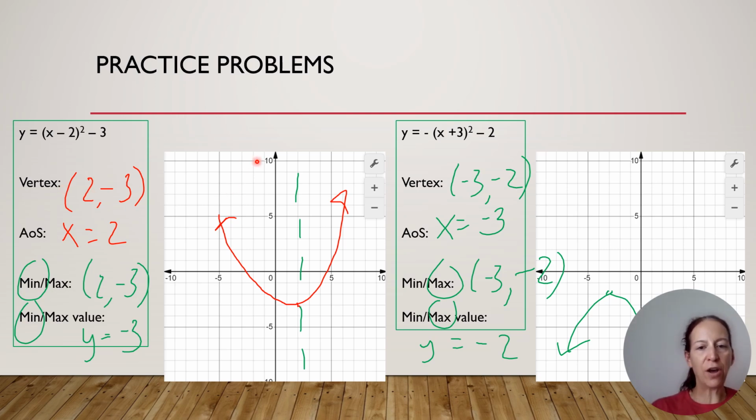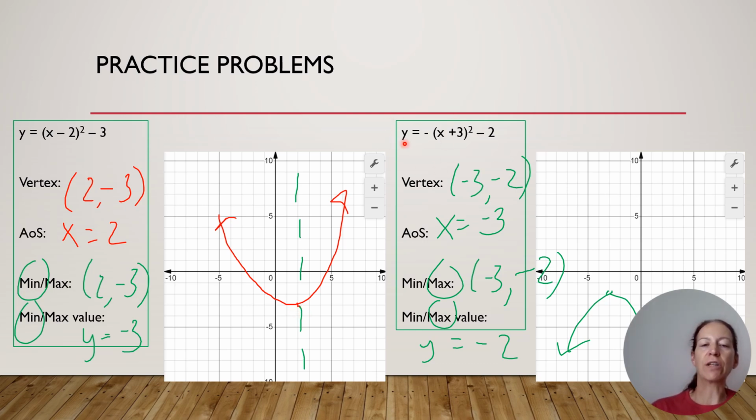The axis of symmetry running down the middle right there would be on x is equal to 2 because the vertex is on the axis of symmetry. The minimum point in this case would be the vertex at 2, -3. The minimum value is y equals -3. It means that's the lowest that parabola goes down.